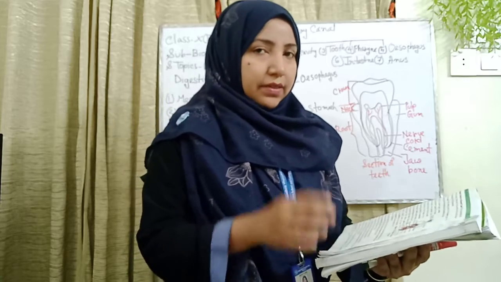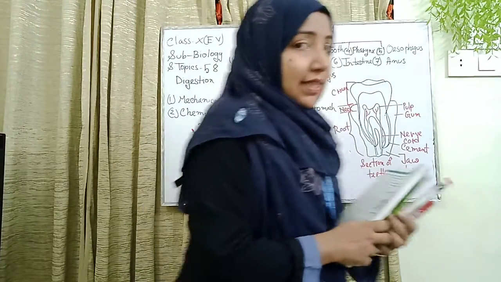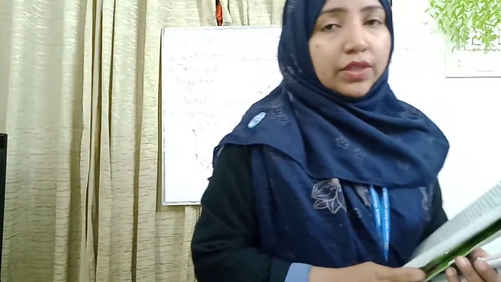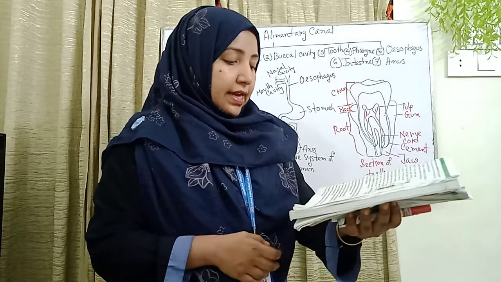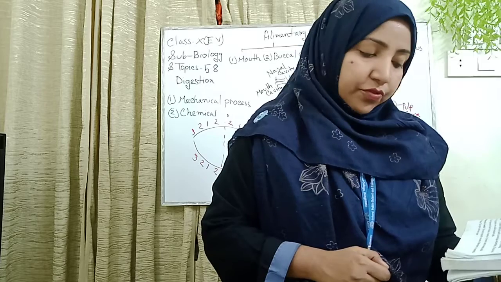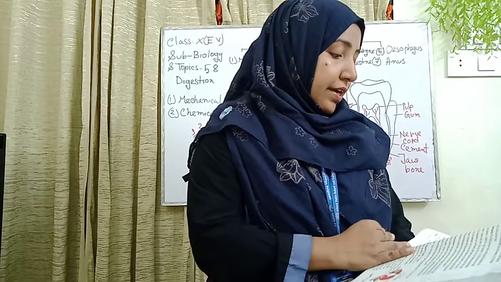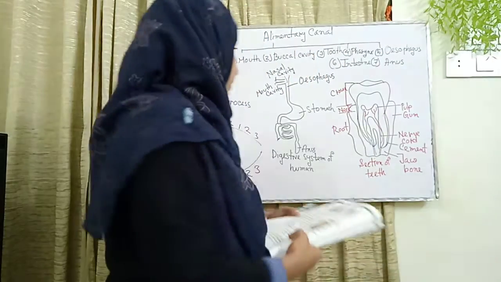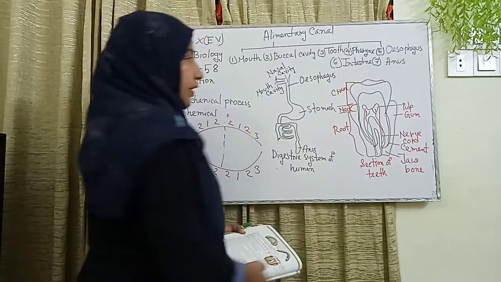Structure of a tooth. Today my main topic is the mechanical process, so everyone should know the tooth is the mechanical apparatus. The tooth typically consists of three parts: the crown, the root, and the neck. Here I draw the crown, the neck and the root.